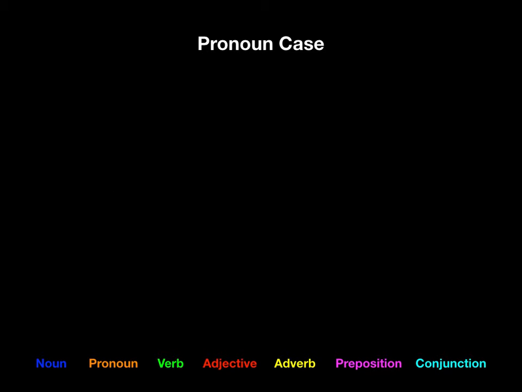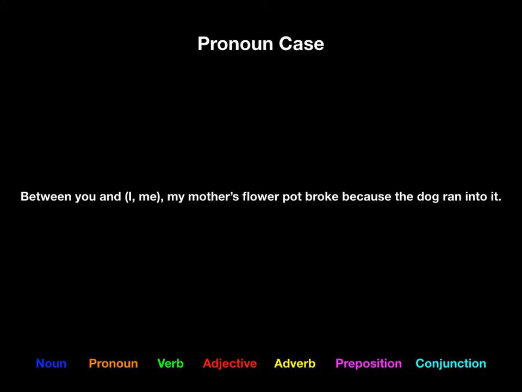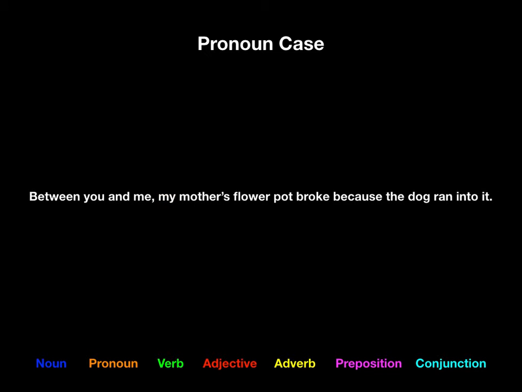Let's look at another example. Between you and me, my mother's flower pot broke because the dog ran into it. Try to identify the correct pronoun within this sentence. Since we are dealing with a statement, we'll look at the word immediately following our choice, which is my. Since my is not a verb, we will use the objective case pronoun, me. Between you and me, my mother's flower pot broke because the dog ran into it.